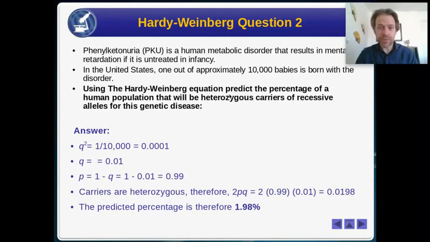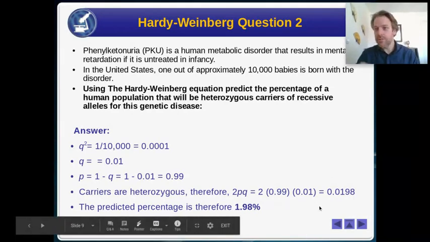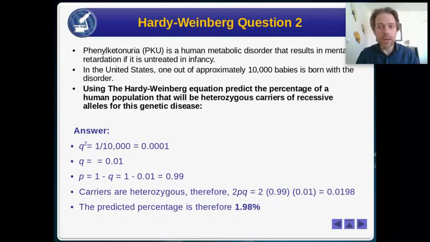Or you could do it out of your population, if they gave you a population. 1 in 10,000 babies, but you've got a population of 200 million. You could then do 1.98% of 250 million, whatever I said, to get a number of people.